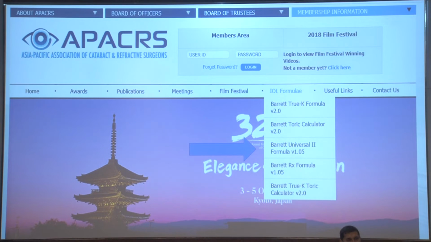The APACRS website is very easily available online. You can go for it. Here they have added two more things. One is the Barrett True-K formula, so post-refractive surprise you can manage very well with it. And the Barrett TrueK Toric calculator is now incorporated. That is mainly used for patients who have undergone refractive surgery with residual toricity, and you can correct that with the toric IOL.